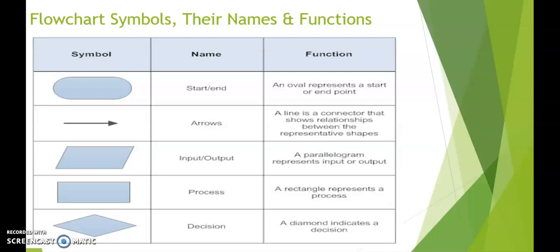Then comes the IO, or input output, of your problem. This input output is represented with the parallelogram. Then what process is required to be done? This process is shown in a rectangular shape in a flowchart, and decisional statements are written in a diamond shape.